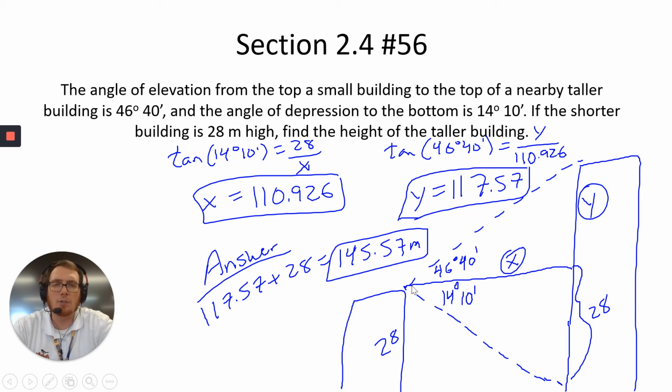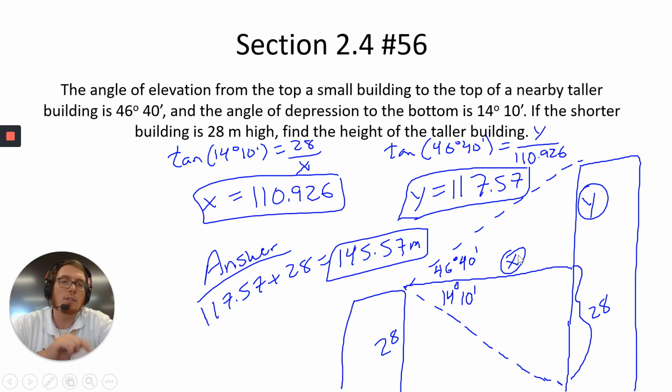And then what you have to do here is you really can't find this y value yet. You have to use this right triangle at the bottom, okay? And I denoted to solve for x. So to solve for x, I'm going to use tangent again because tangent of 14 degrees 10 minutes would be opposite over adjacent. And check that out. Make sure you can get to an answer of 110.926. Make sure you try that out and find it.